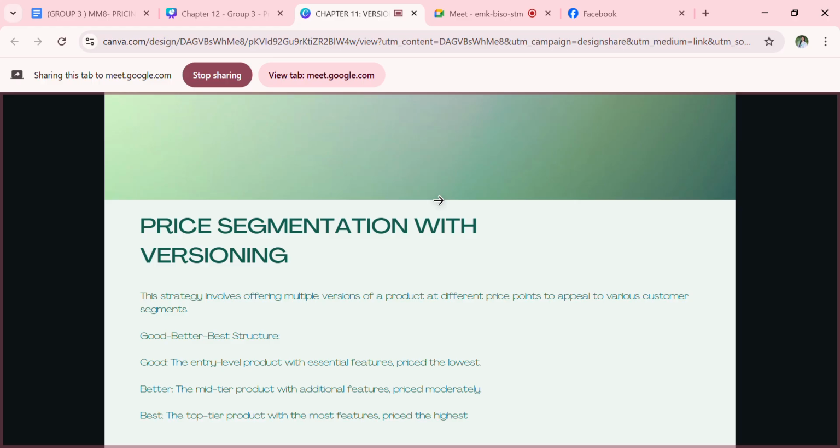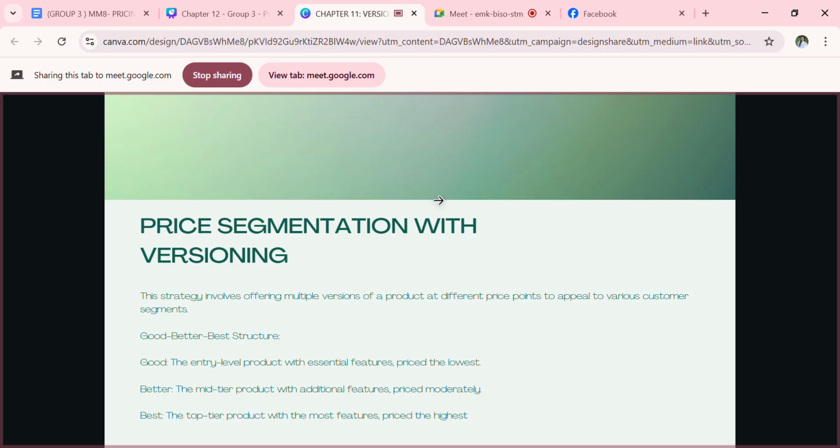So creating these versions often involves starting with a fully featured product and then removing certain features to create more affordable versions. Although this process can incur additional development costs, these are usually fixed costs, meaning they don't directly affect the pricing of each version.